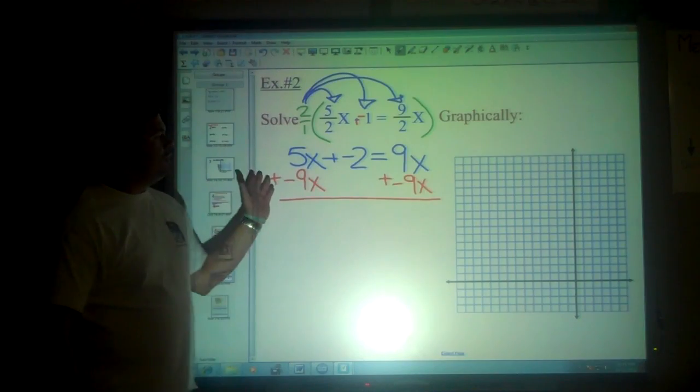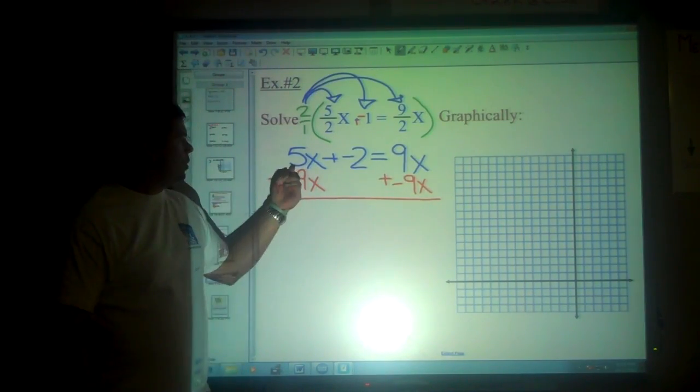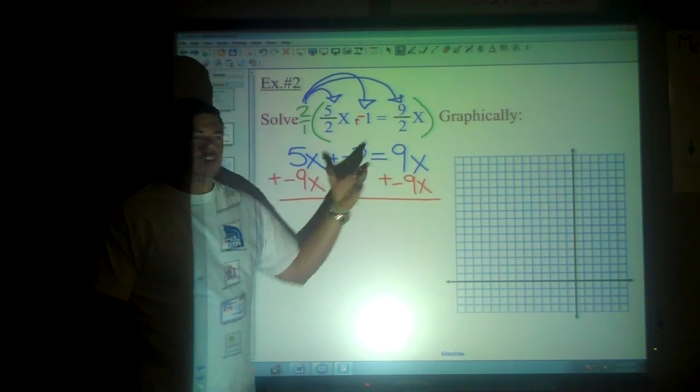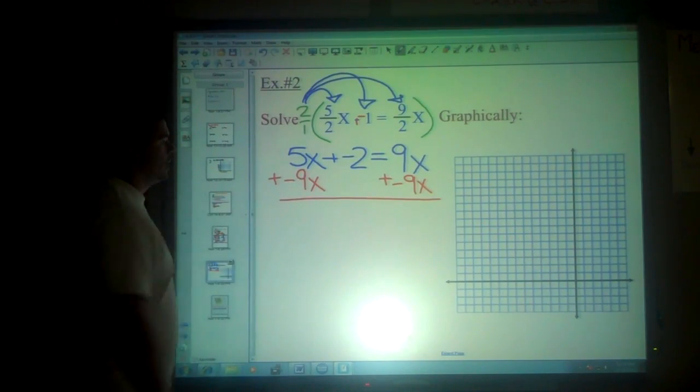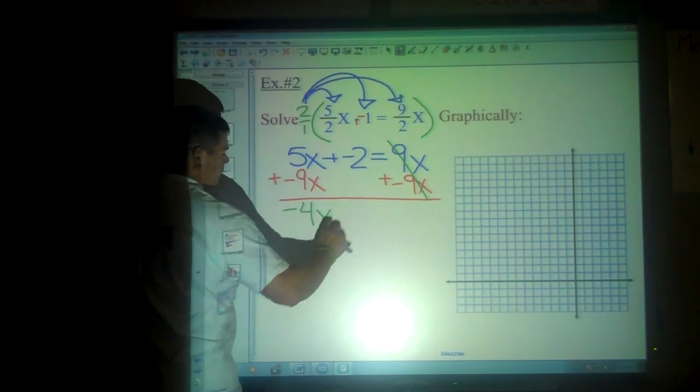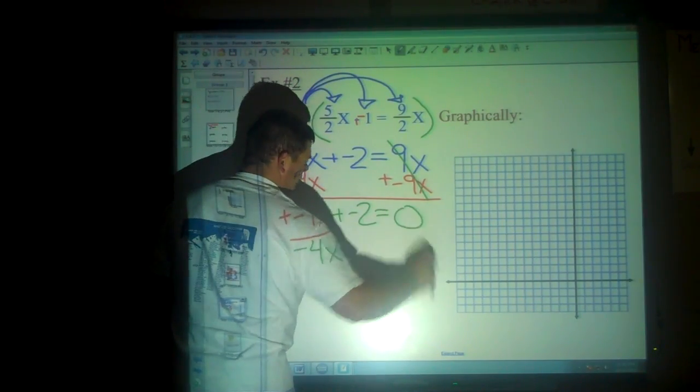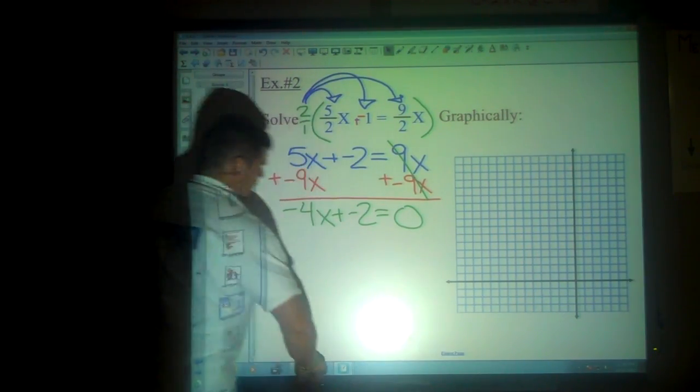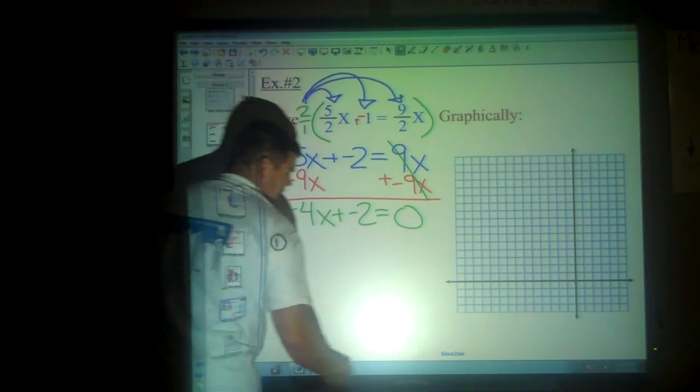Someone might say, how come you never move to the right? You could. I just don't want to move the 5x and add the 2. It's 2 steps when all I've got to do is move 1 step. So those cancel out here. Negative 4x plus negative 2 is equal to 0. So this was all step 1.